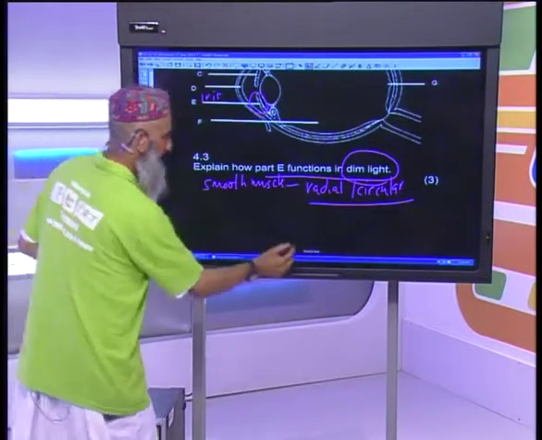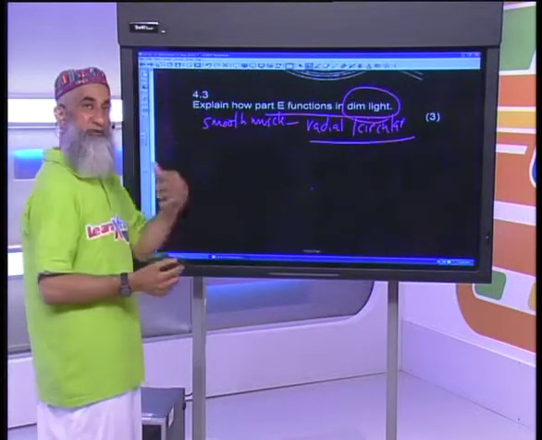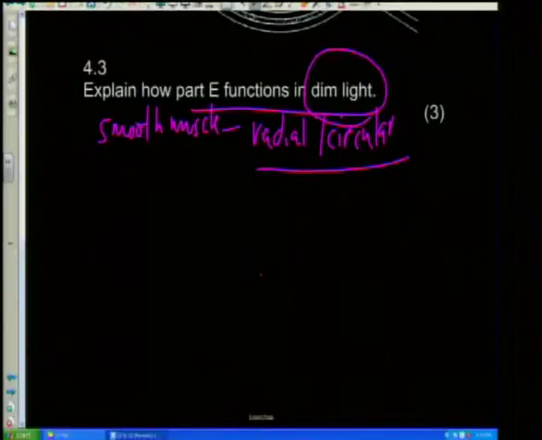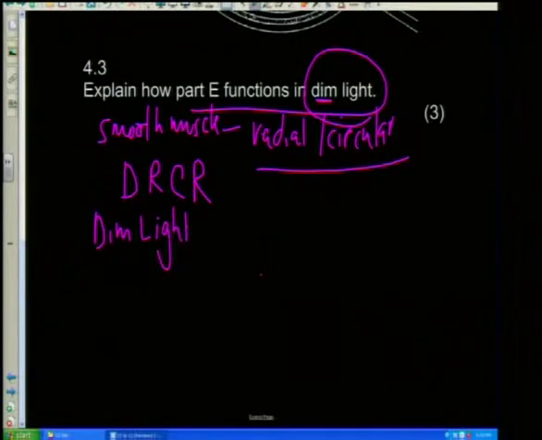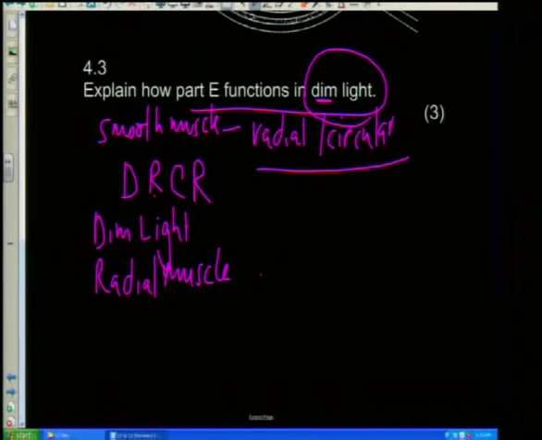Now, this one here, I remind my learners with a very simple thing: debit and credit. So we want to know in dim light. That's where the D comes from. In dim light, R for radial muscles, radial muscles, C for contracts.